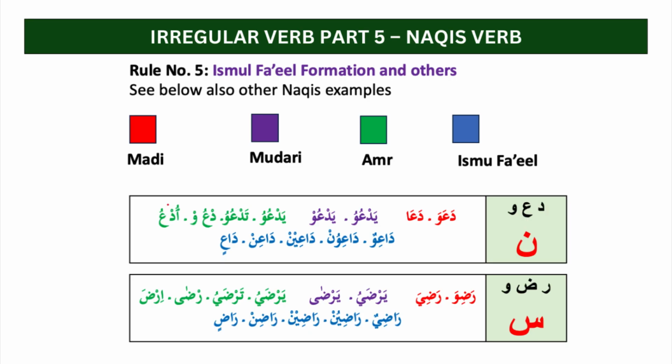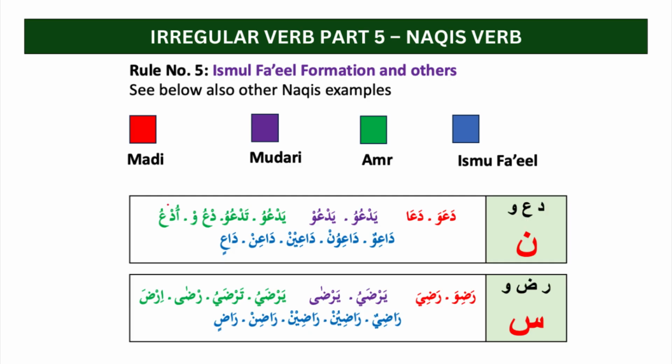So in this first row, the student should notice one continuous story. Da'awa became da'a, yad'u became yad'u, the command became ud'u, and the ismul fa'il settled into forms like da'in and da'iyun. The weak final radical is being managed in every form.